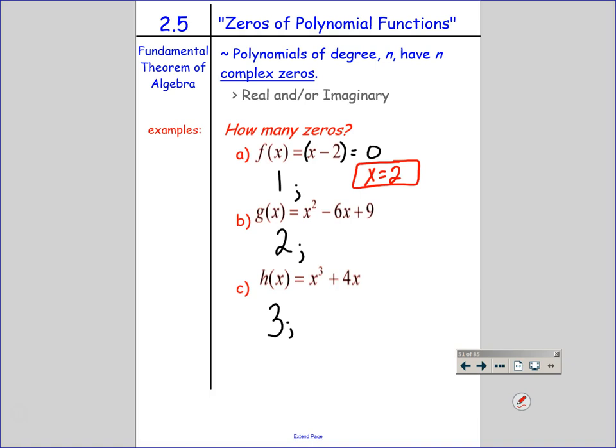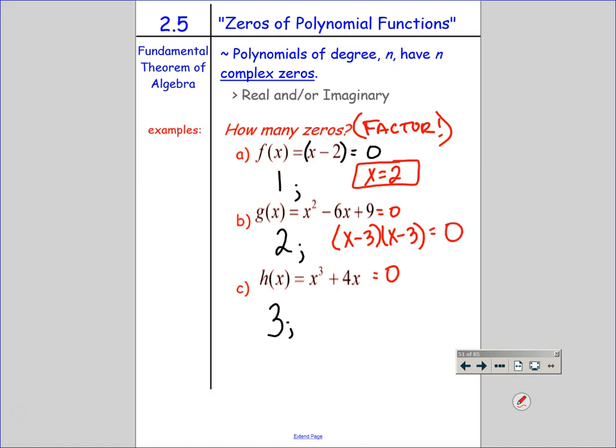Let's check the other ones. So for letter B, how would we find the zeros? We're setting it equal to 0, but then what do we always have to think about? Factor, right? Whenever we're asking ourselves about zeros, we should be trying to factor. We didn't need to for number 1 because it was already ready to go, but this one needs factoring. Has anybody already factored it? What do you get? You could have also written x minus 3 squared equals 0.